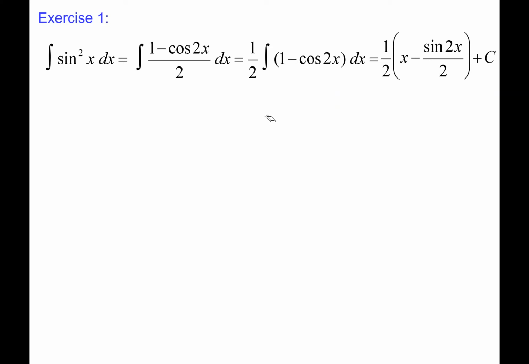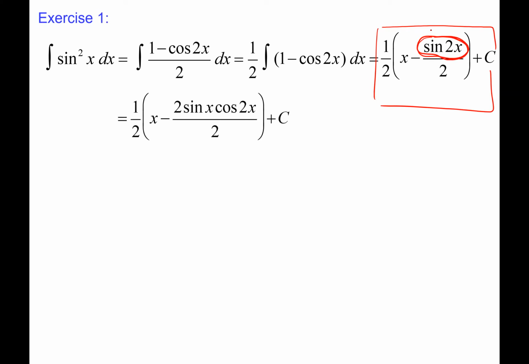That's the answer. The only thing is, this is probably a good answer and we will accept it, but we do have sine of 2x. If this were sine of 4x, 5x, 6x, 7x, we would leave it, but sine of 2x is the double angle formula. That means you may need to rewrite this. Okay?